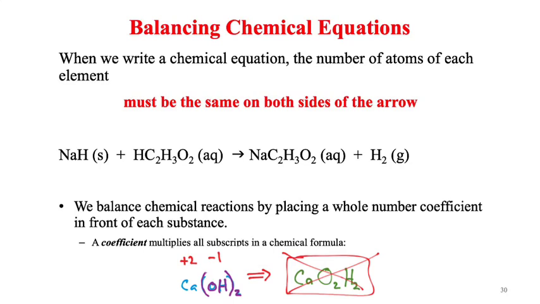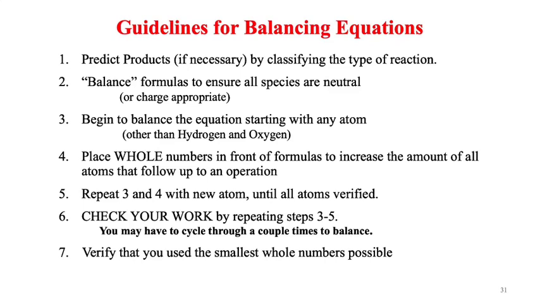Make sense? Okay. Process for balancing chemical equations. I break it down into seven distinct steps. Step one, you might need to predict the products. Did we have to do that for the last one? No. We were just translating the English text down for us, okay? But you might have to, okay?